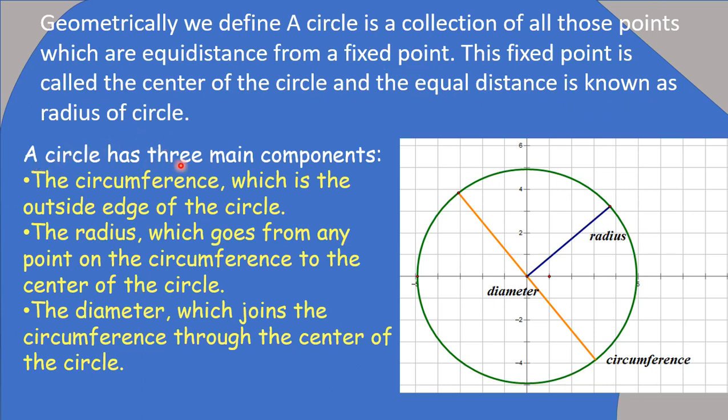Now here are three main components of the circle. They are the circumference, which is the outside edge of the circle. In this figure you can identify the green portion, that is the circumference of the circle. The radius, which goes from one point on the circumference to the center of the circle, is known as the radius. And the diameter, which joins the circumference through the center of the circle, is the diameter. So there are three main components of the circle.